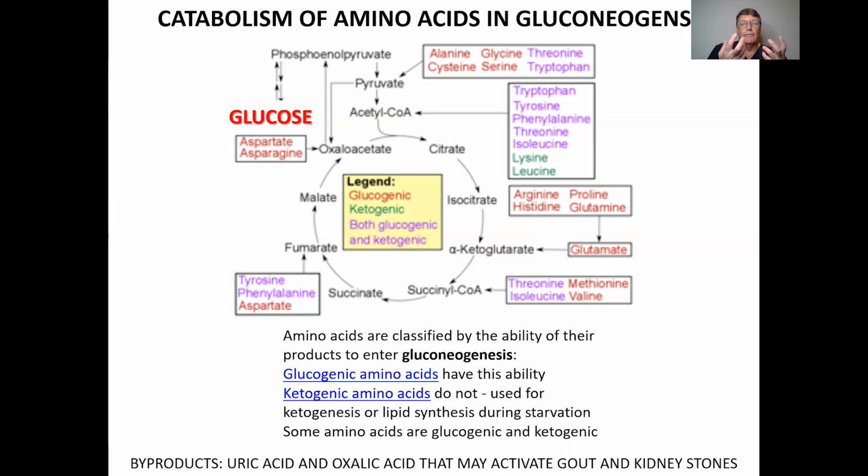Now, of the 21 or 20 amino acids that we have, some are glucogenic. When they get processed in the gluconeogenic pathway, they turn into sugar. Others become ketones, the ketogenic ones, as you can see in this graphic. And some amino acids have both properties.